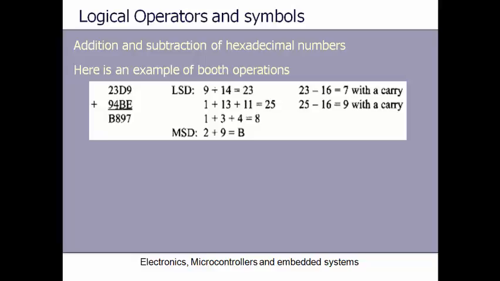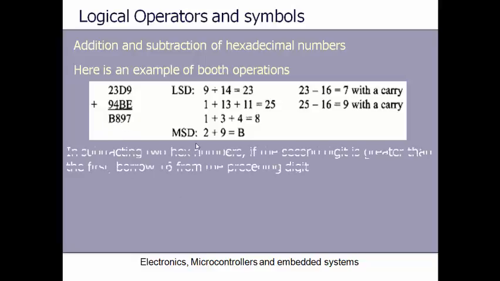1 plus 13 plus 11. 13 is D in hexadecimal, and 11 is B in hexadecimal. It will give us 25. From 25 we take 16, we find 9, and we have a carry. Again we put it in the next one. It's 1 plus 3 plus 4, we find 8. And the last one will be 2 plus 9, is less than 15, so we find 11, what is B. So the result will be B897.